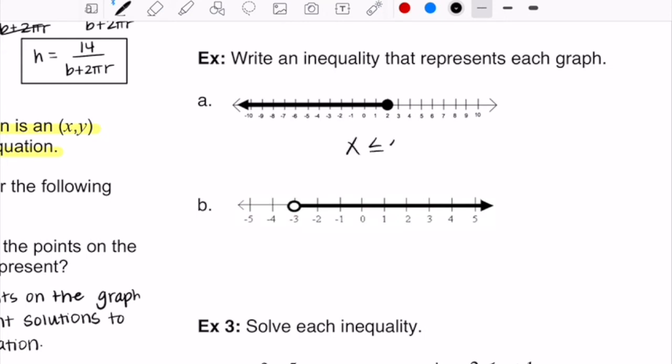Moving right along, in the first one, to write an inequality that represents each graph, it's a closed circle. X is less than or equal to positive 2. Or equal to because the value 2 is included in the solution set, and then less than because it's shaded to the left. On the next one, it's an open circle. X is greater than -3, not or equal to because -3 is not included in the solution set, but greater than because it's shaded to the right.